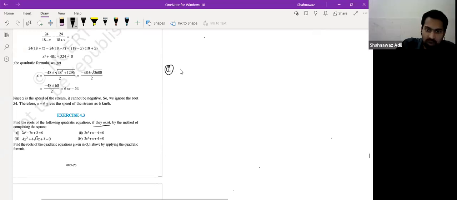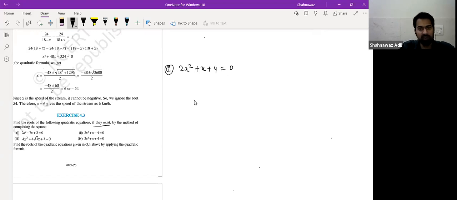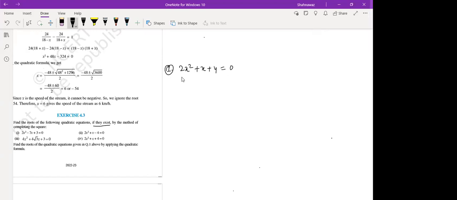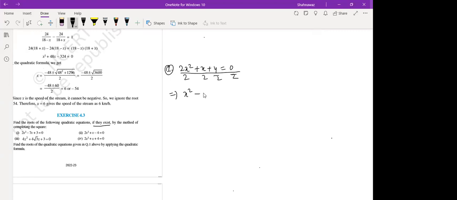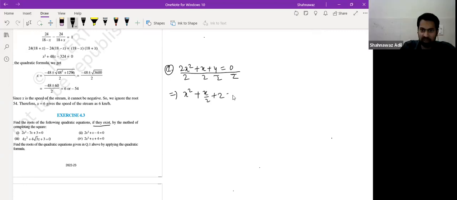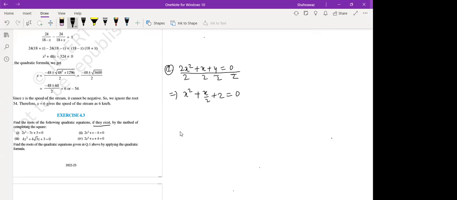So the fourth one: 2x square plus x plus 4. First thing we should do is divide by 2. Correct. So this becomes x square plus x by 2 plus 4 by 2, and 4 by 2 is 2, so this is 2 only.